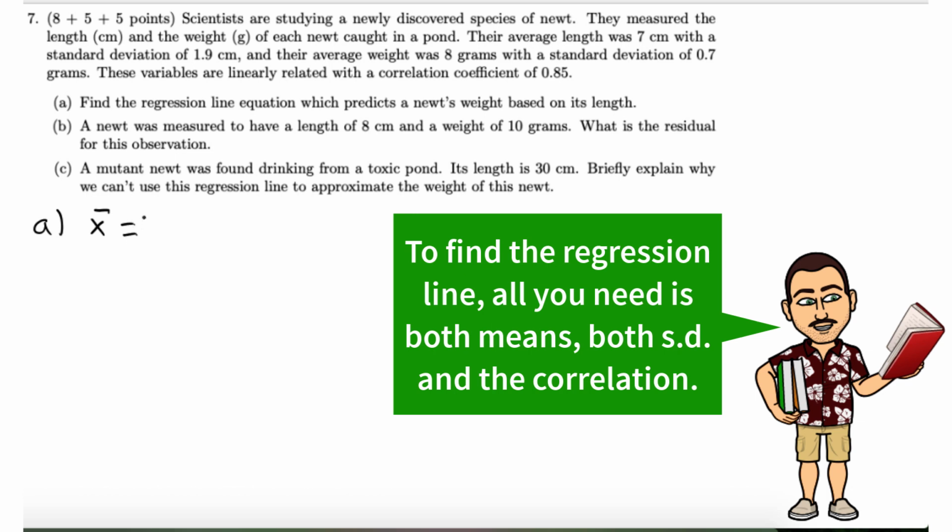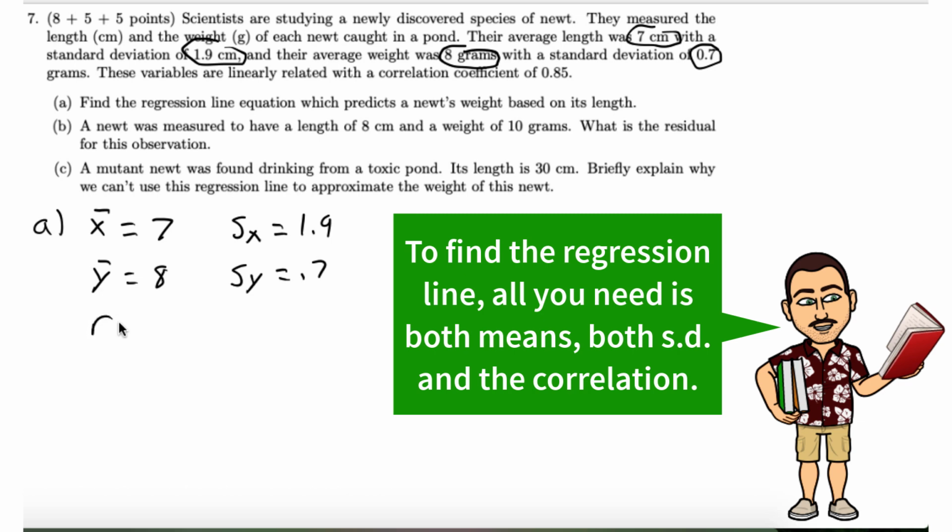To find the equation of the regression line, we need x bar. X in this case is going to be length because we're predicting weight based on length. We need the standard deviation of x, which is 1.9. We need y bar, which is the average of the weight, which is 8 grams. We need the standard deviation of y, which is 0.7. And then the last thing we need is r, our correlation coefficient, which is 0.85. This is all the information we need to find the equation of the regression line.